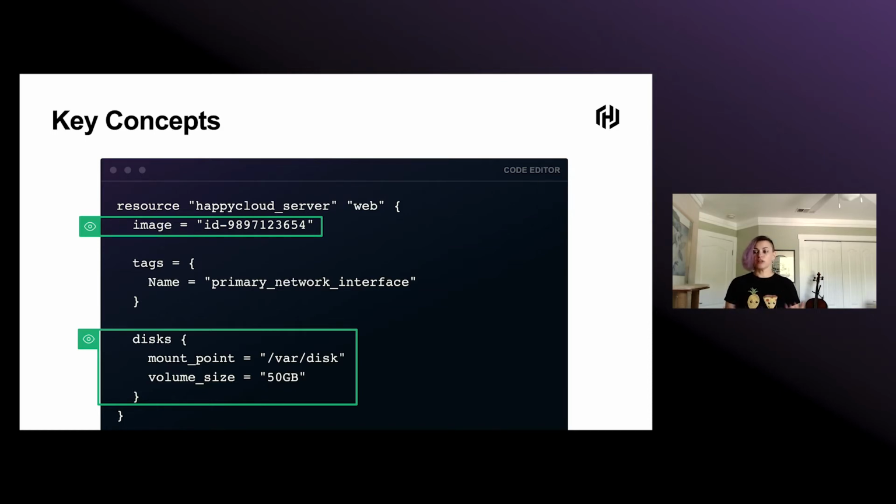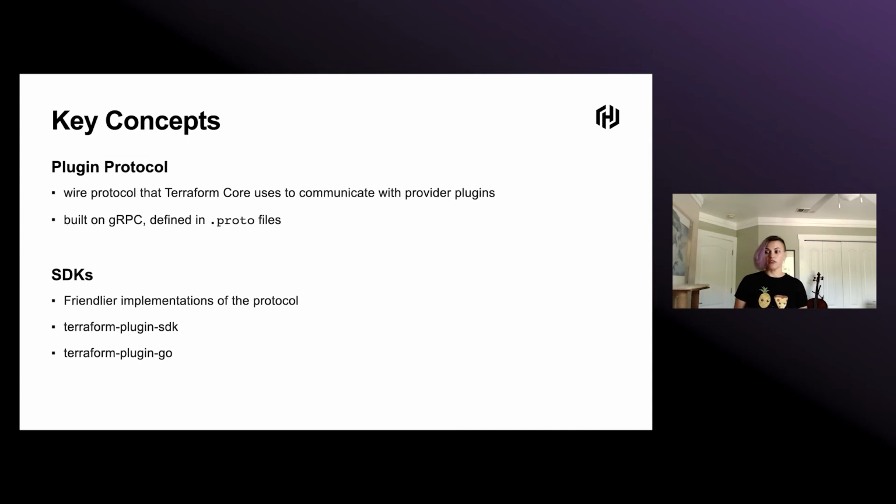Now I've mentioned the plugin protocol. This is the wire protocol that Terraform Core uses to communicate with provider plugins. This communication is done over gRPC, and that protocol is defined in these .proto files that we have in the Terraform Core codebase. Now those files are copied into the SDKs, which are friendlier implementations of the protocol. The SDKs have some nice helper functions, lovely features, great help with testing.